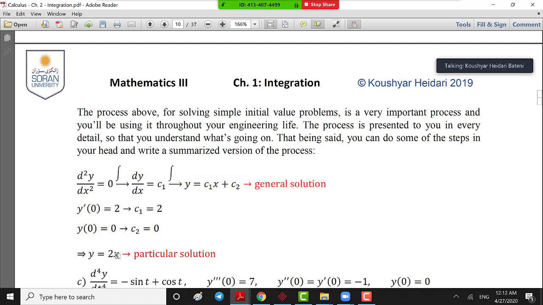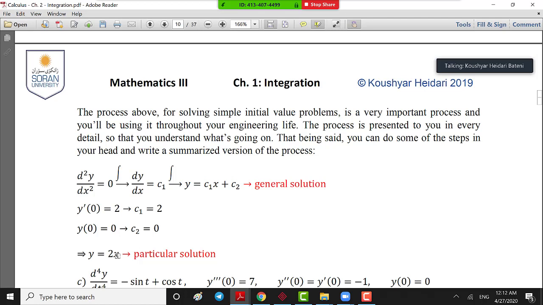Now, as we said, if the differential equation that we have is of order n, meaning the order of the highest derivative in it is n. Sorry, if the differential equation that we have is of degree n, meaning the order of the highest derivative that there is in it is equal to n, that has two implications.